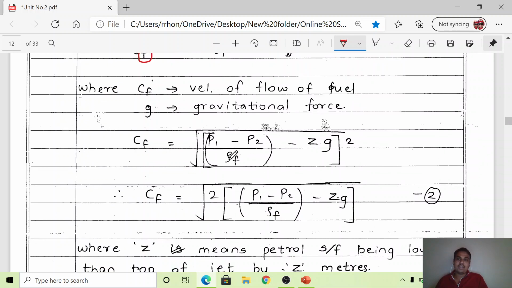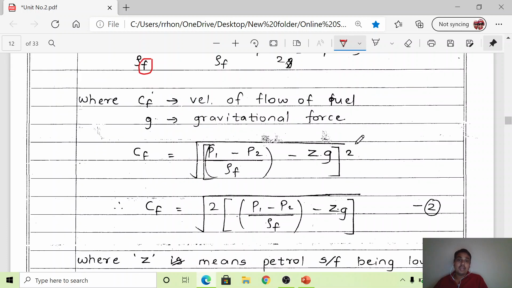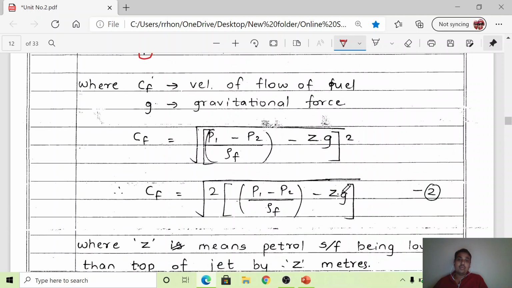So we have the further equation, that is under root of P1 minus P2 by rho F minus ZG, and the complete expression. Sorry, it is not the bracket square, it is multiplied by 2, because the term 2 is present at the denominator side, and when it comes to this side, it will be multiplied. So we have the equation finally, and give equation number 1 for C suffix F. So this is the equation of velocity of fuel at the throat section.